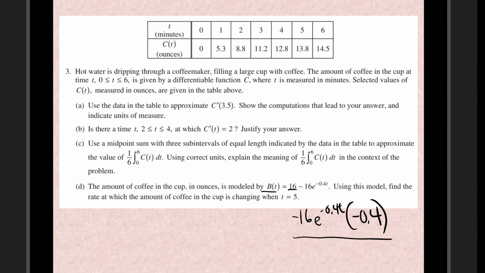And so we get 0.4 times 16. That's like 6.4. 4 times 16 divided by 10, times e to the negative 2. And you just figure out what this value is. That's that question. 6.4 over e squared, that's like 0.8 or something. But that's an exact answer, so you actually could just answer this in ounces per minute.